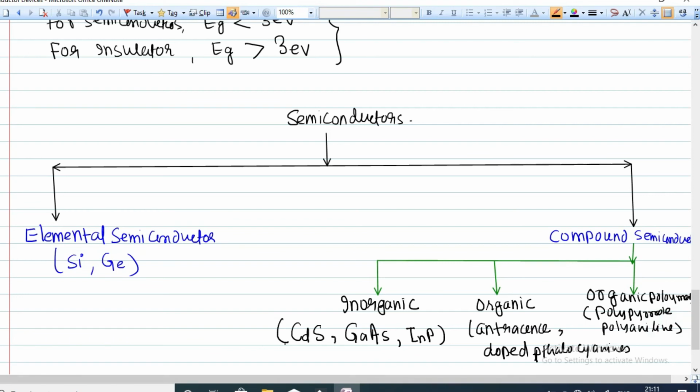So semiconductors can be classified into two categories. One is known as elemental semiconductor, or pure semiconductor, we can call it. The other is compound semiconductor. When we add some impurity to the elemental semiconductor, the semiconductor becomes a compound semiconductor. Compound semiconductors are classified into three categories. One is inorganic, second is organic, and third is organic polymers.